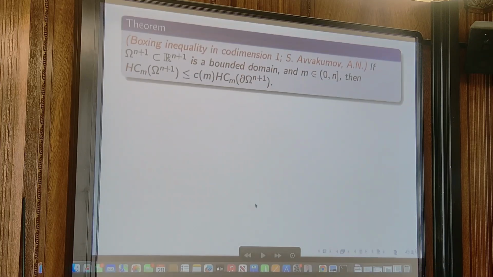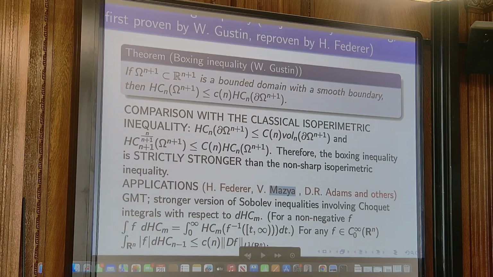Where is it? Yes, like the inequality at the bottom.